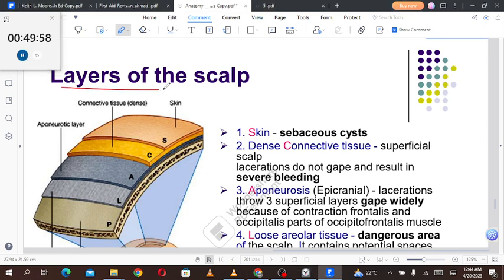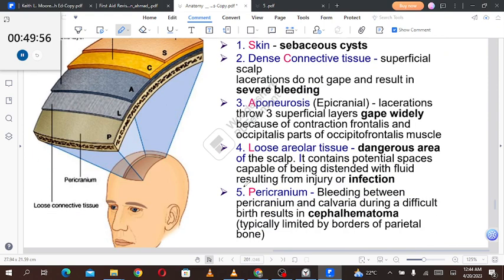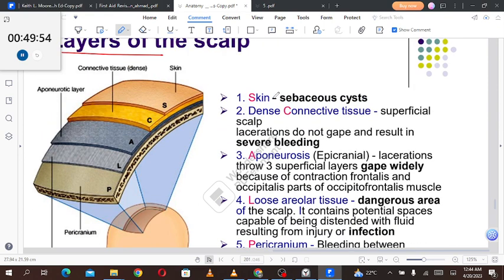The first point is layers of the scalp. There are five important layers. Number one is skin, where a sebaceous cyst can form. Number two is dense connective tissue. Superficial scalp lacerations do not gape and result in severe bleeding if they damage the dense connective tissue. Then point number three is aponeurosis.